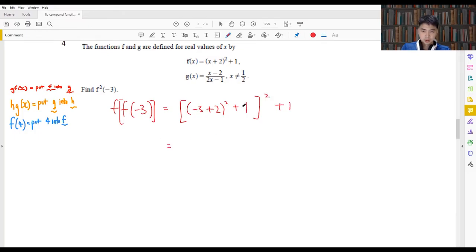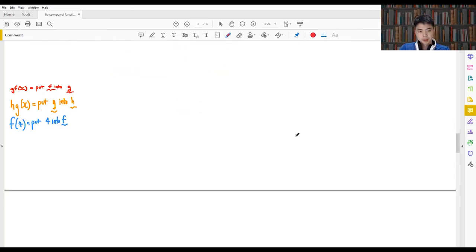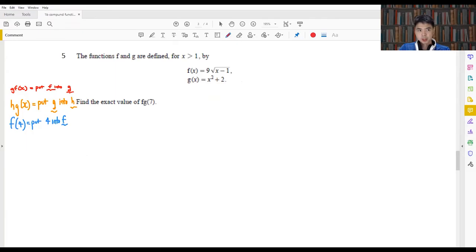Now you can just type this whole thing into your calculator. This will give you negative 1 squared, which is still 1, plus 1, 2 squared, 4, plus 1. This answer here would equal 5. One more example of substituting the values in.